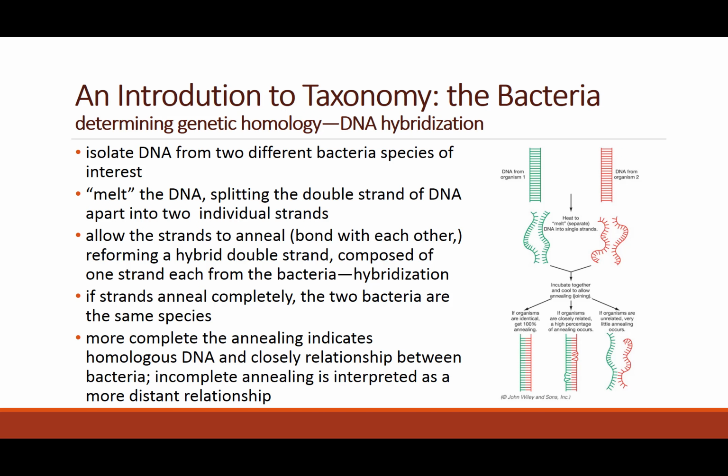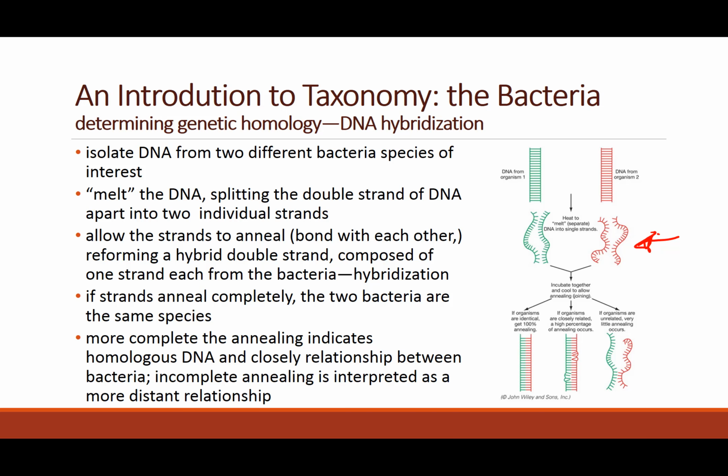So you can do another process called DNA hybridization. Here you would take DNA from the two different bacterial species that you're interested in, and then warm it up. This is called melting the DNA. With a little heat, you split the double strand of DNA so that the strands are no longer attached to each other. And if they're all mixed in together, then when you cool it back down again, the strands will bond back together with each other.